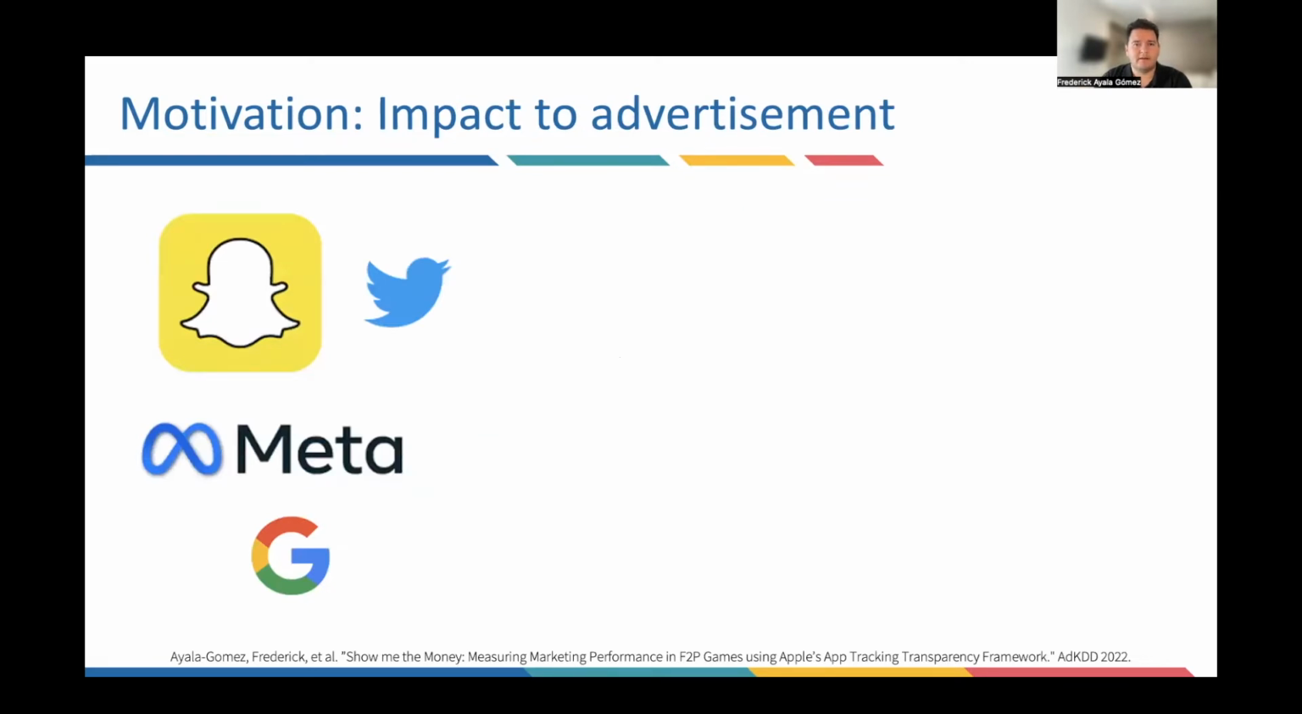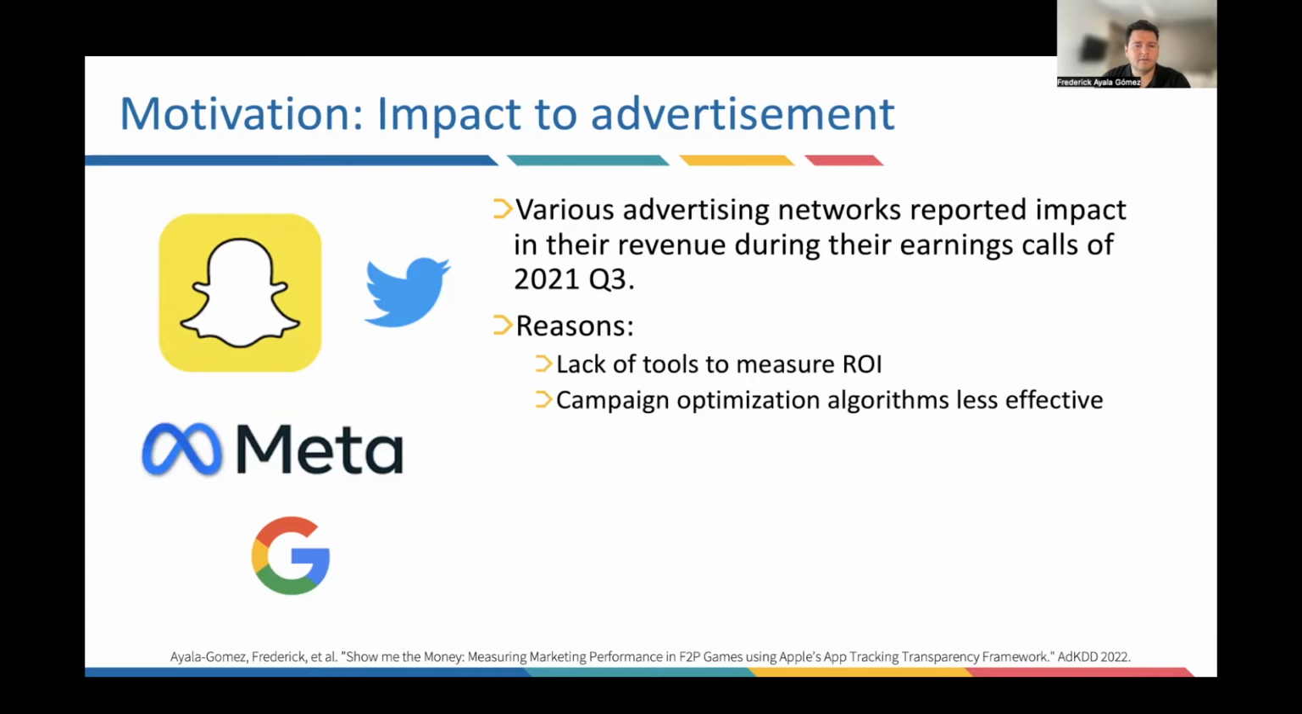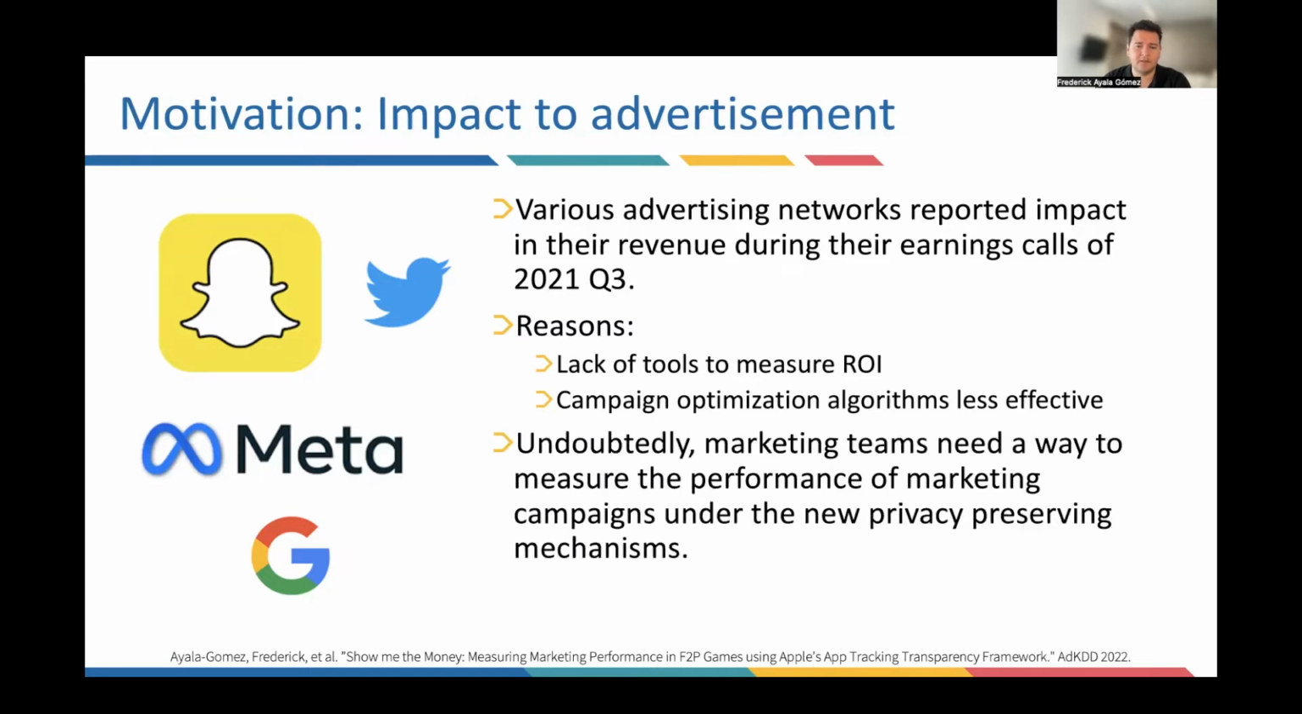We can see the impact of these changes on the 2021 Q3. The earnings calls of various advertising networks mention an impact in their revenue. Some of the reasons are the lack of tools for marketing teams to measure ROI under these new circumstances, but also the campaign optimization algorithms lose effectiveness. Undoubtedly, marketing teams need a way to measure the performance of marketing campaigns, even though there are privacy conditions.